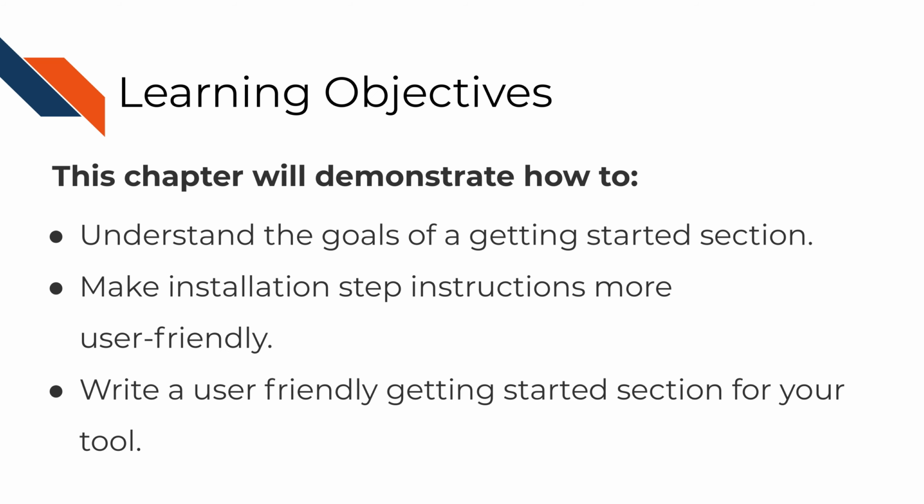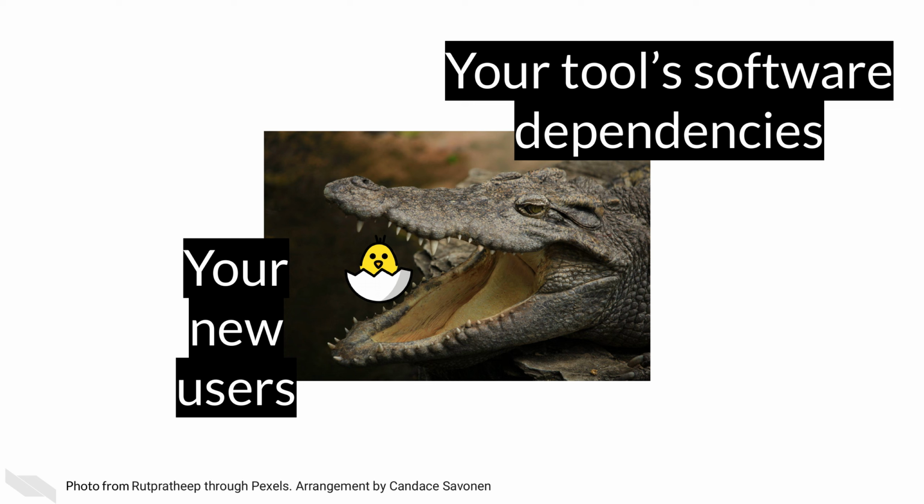This chapter will demonstrate how to understand the goals of a Getting Started section. Make installation step instructions more user-friendly. Write a user-friendly Getting Started section for your tool. Your new users are represented as a baby chick emoji who is surrounded by a photo of an alligator labeled with your tool's software dependencies. Software dependencies and other installation problems can easily overwhelm new users.